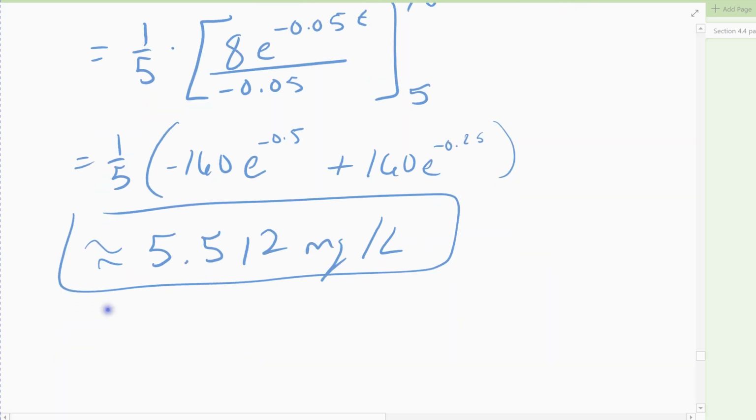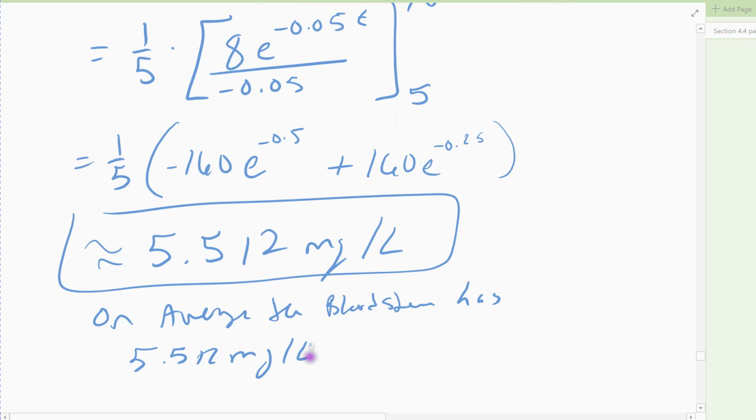All right, so on average, the bloodstream has 5.512 milligrams per liter from 5 to 10 minutes.